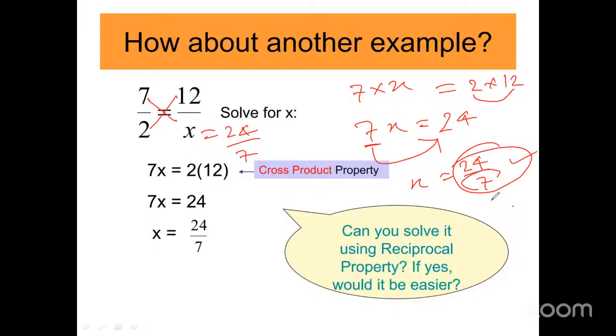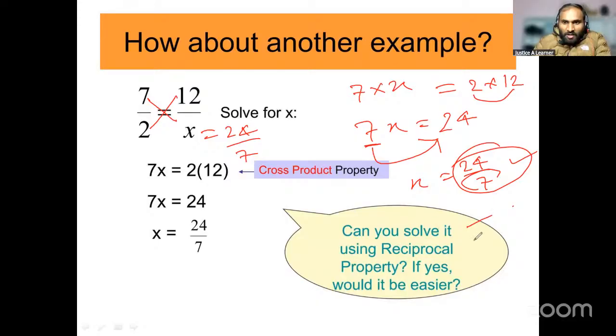Can you solve using the reciprocal property? If yes, would it be easier? The reciprocal property.